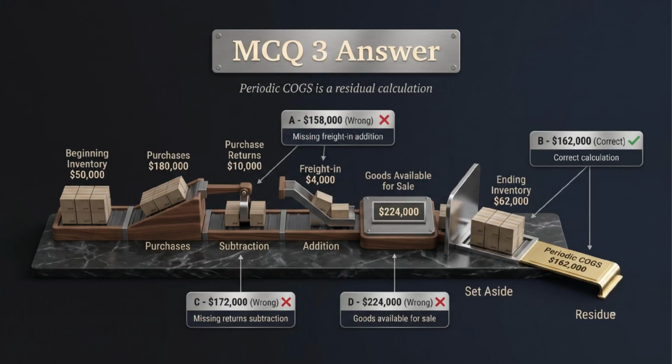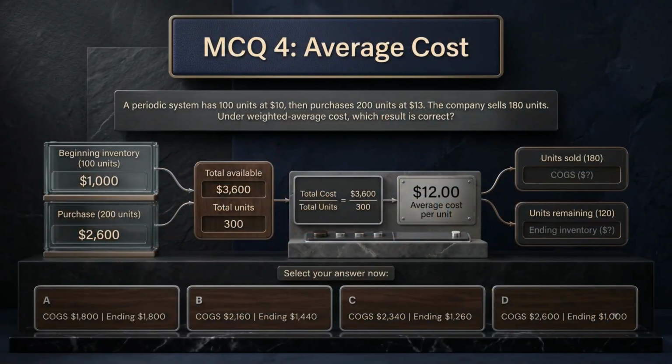Periodic COGS is beginning inventory plus net purchases plus freight in minus ending inventory. Now MCQ 4 tests weighted average cost. A periodic system has 100 units at $10, then purchases 200 units at $13. The company sells 180 units. Which weighted average result is correct?